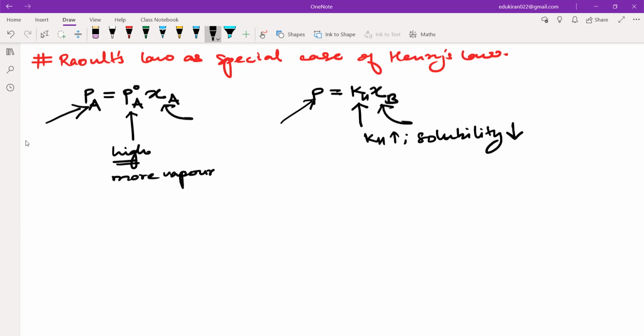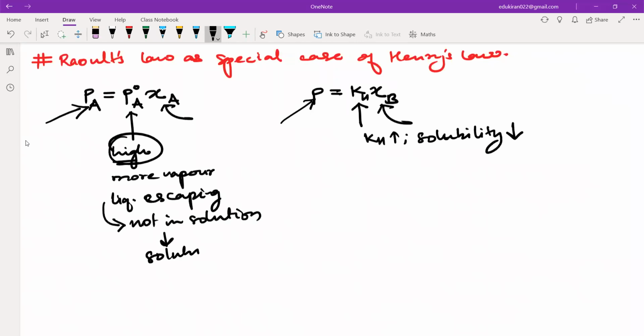Correct? Yes or no? Okay. If there is more vapor, that means liquid particles are escaping out. Yes or no, guys? If it is escaping out, it is not in the solution. If it is not in the solution, that means if this is also high, then the solubility is low. Correct? Yes or no, please tell me. Is that right?